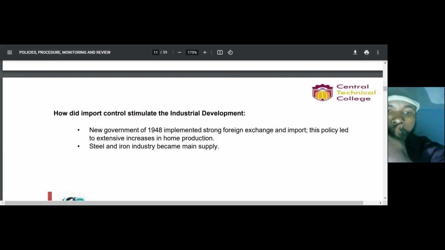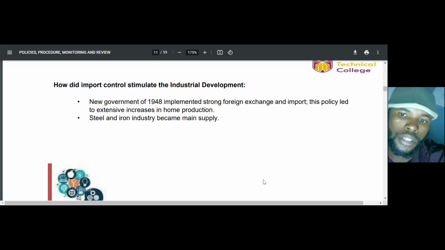How did import control stimulate industrial development, or did industrial development stimulate import control? The new government of 1948 implemented strong foreign exchange and import control. This policy led to an extensive increase in home production. The steel and iron industry became the main supply.